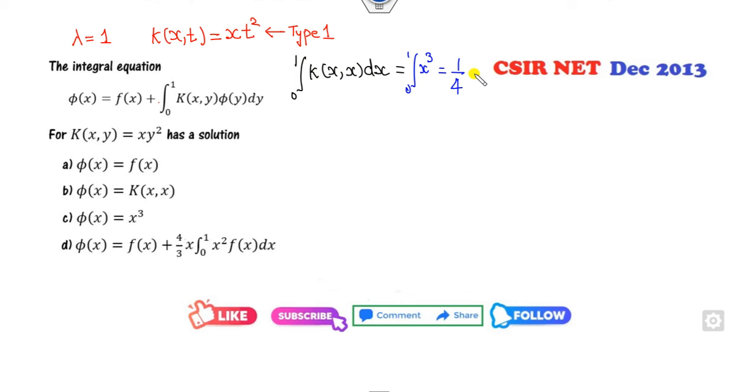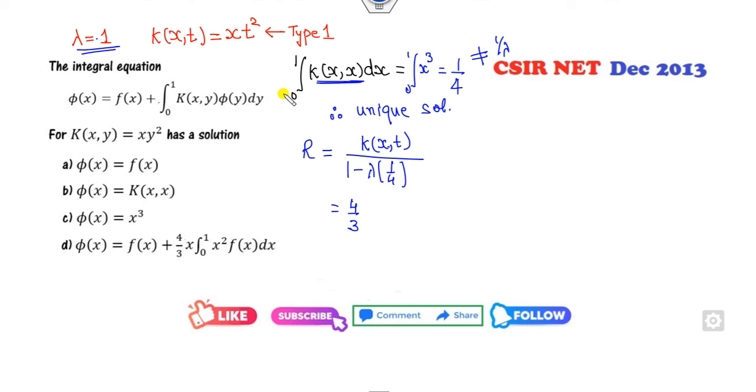So what is the meaning of that? That means it gives you a unique solution. Fine, so once it's a unique solution, what you find is the resolvent kernel. That means K(x, t) over 1 minus lambda times the integration of this part, 1 over 4. Lambda is 1, so this will be 4 over 3. Kernel is x t square.